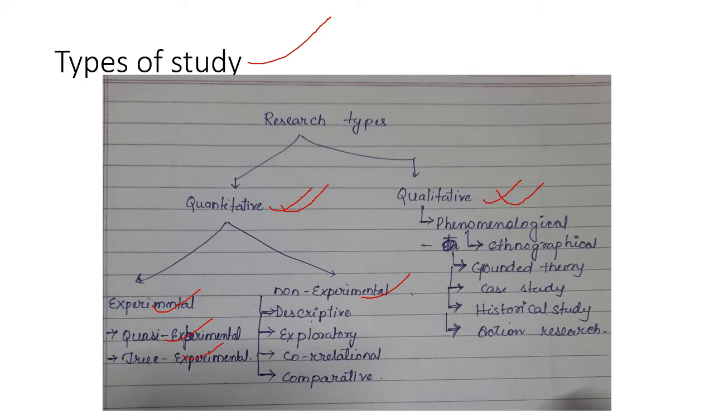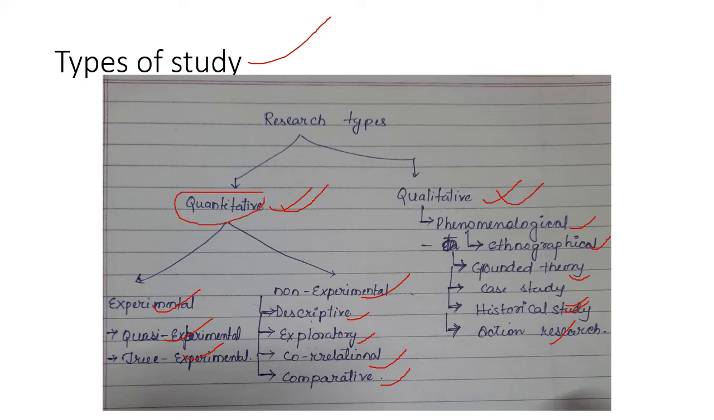Under the non-experimental, we have descriptive, exploratory, correlational, comparative. And next one, for the qualitative, we have phenomenological, ethnographical, grounded theory, case study, historical study, action research. So these are the types that we have for the research.